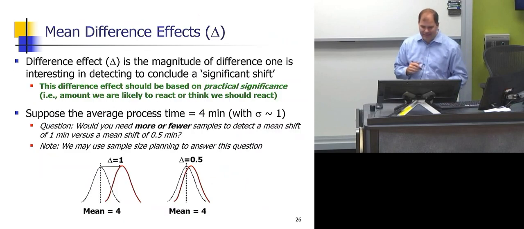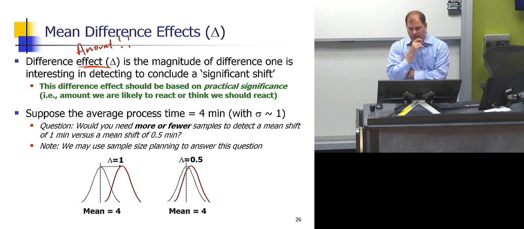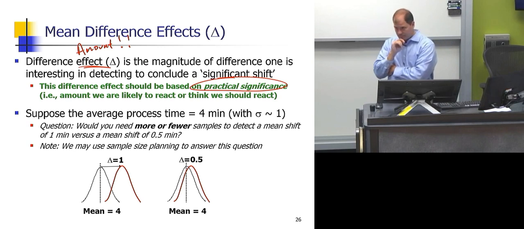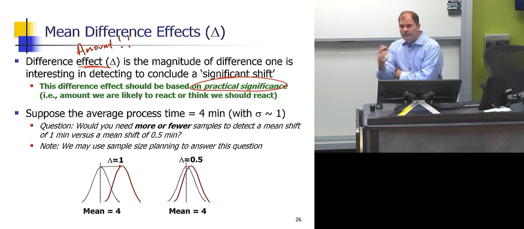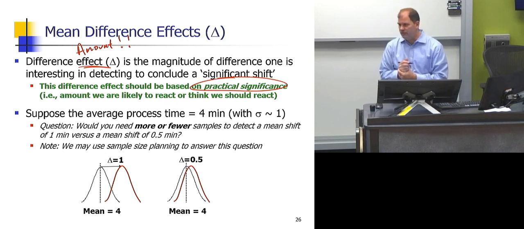All right, let's go ahead and think about this. This mean difference effect, this is the amount you're trying to detect to conclude a shift. This amount should represent a practical significance. You say, you know what? If the process shifts by 0.5 millimeter, I want to know that. Or if the amount of fees is more than $500, I want to know that. You have to tell me what you think is useful information.